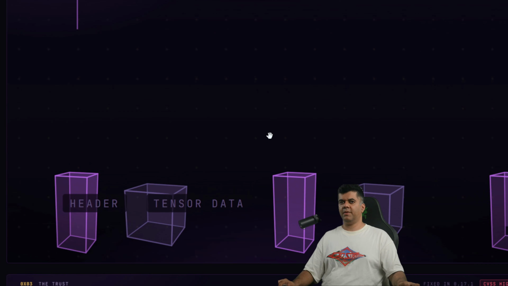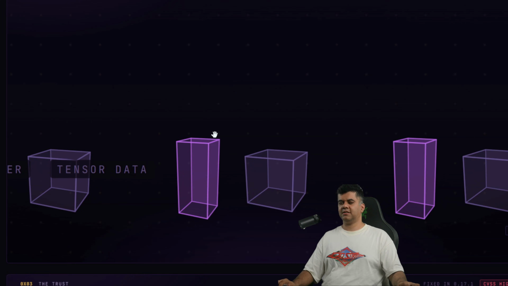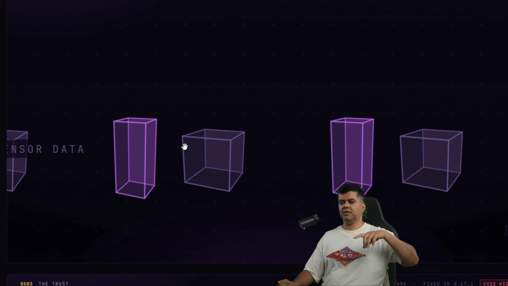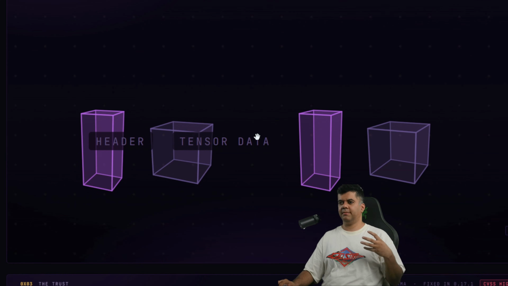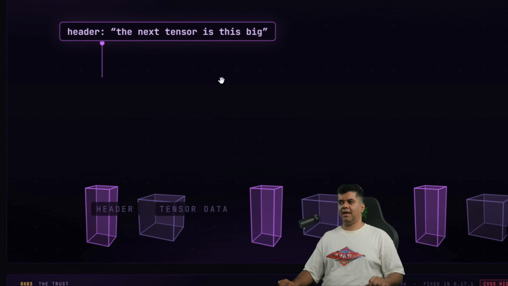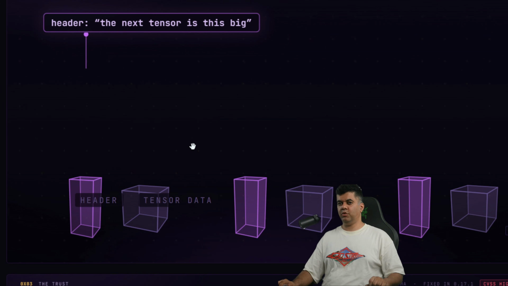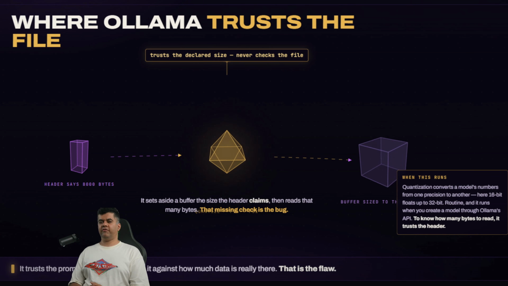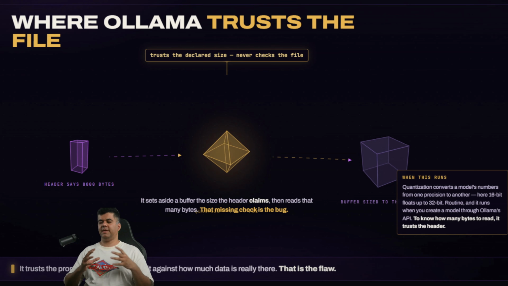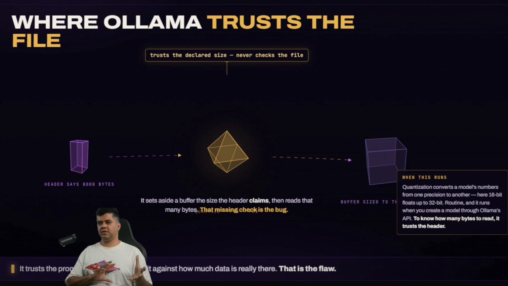The header promises how much data is coming, and the data is supposed to match that header. This vulnerability is what happens when the file lies about the size of the data, because when the header promises more than the file actually contains, that can lead to the vulnerability. The entire model is just a GGUF file, and anyone can handcraft a file if the model is just a file, right? Now, when Ollama takes in a GGUF file, it can quantize the model, which is basically converting the numbers from one precision to another.